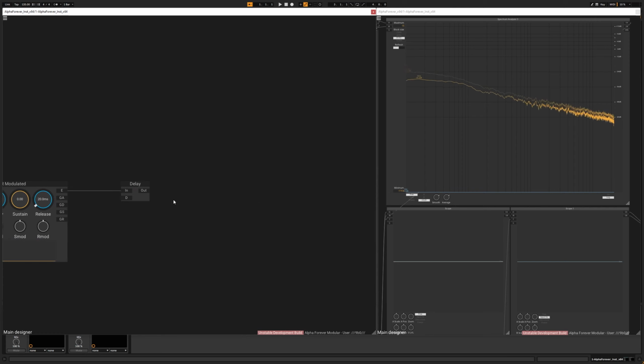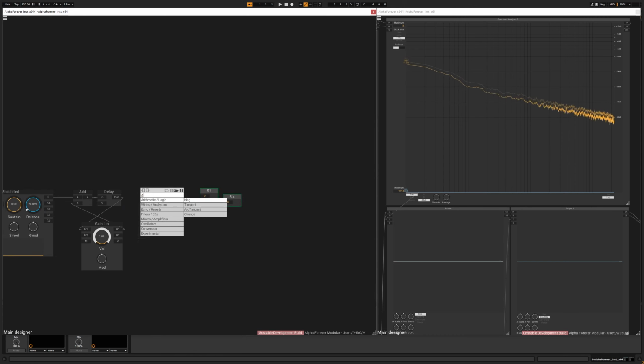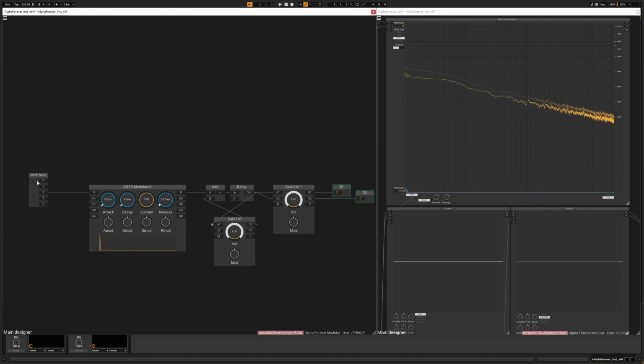So this is going to be the feedback value. We will send the signal back. And let's create a final stage here. So this should be a basic Karplus-Strong patch now. Let's convert this to milliseconds from pitch.